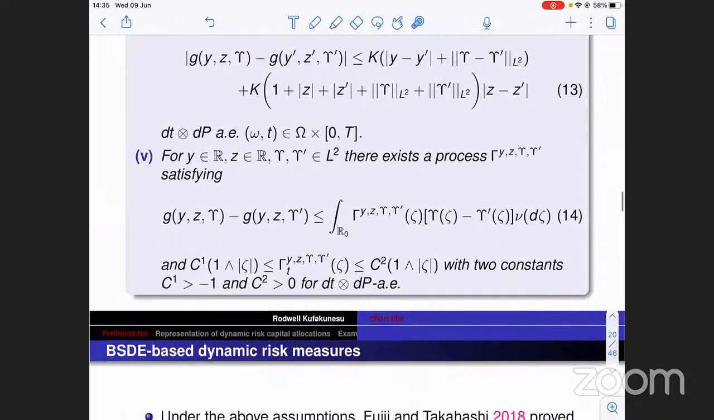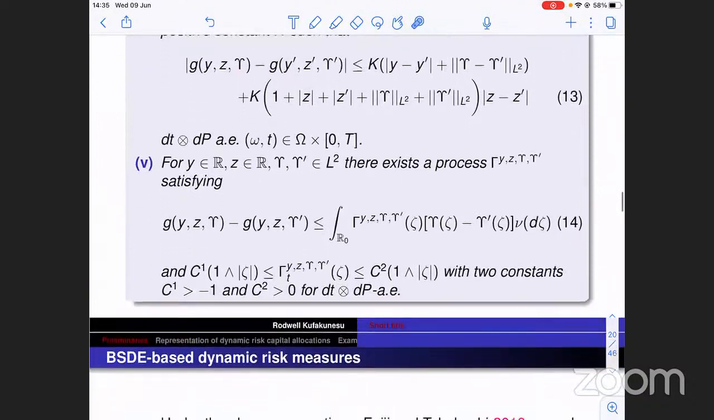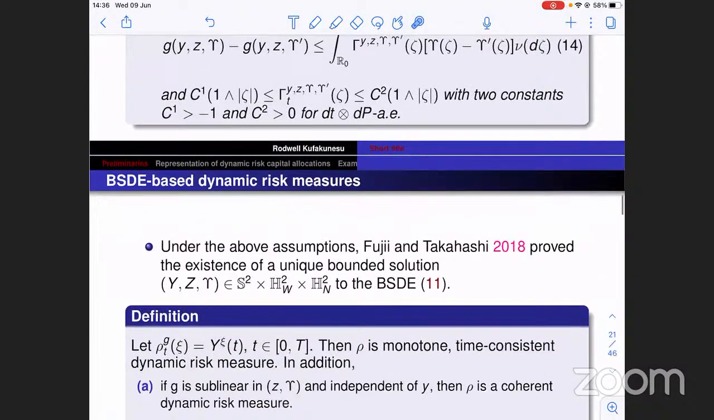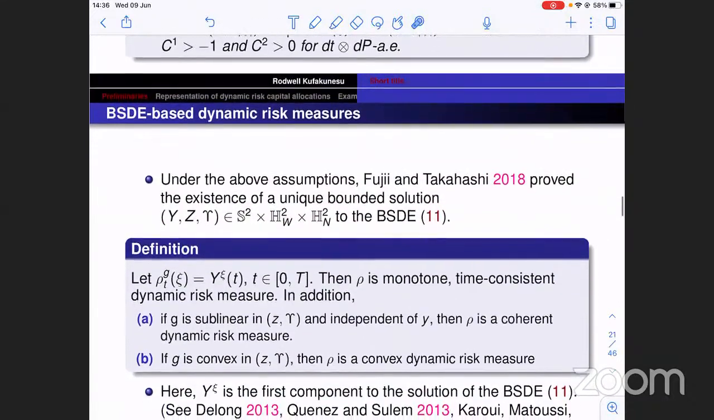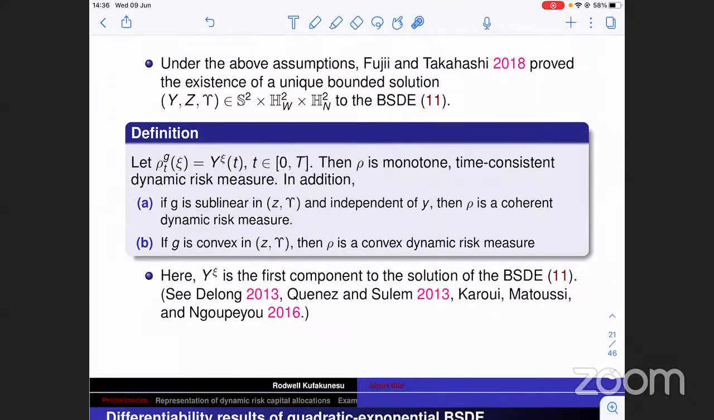And also this process here. And then the above assumptions can be found in Fuji and Takahashi 2018. They prove the existence of a unique bounded solution of a backward stochastic differential equation under 11. So in the article, if you go into the article, you'd see more detail.